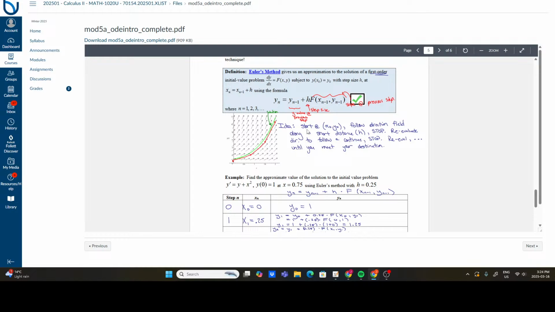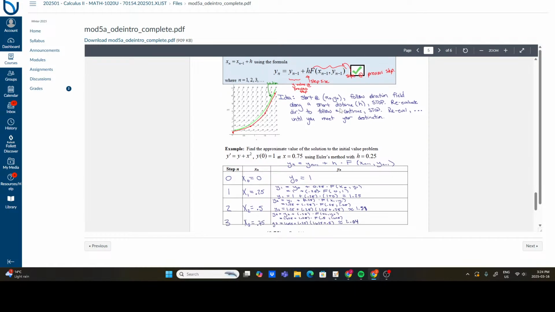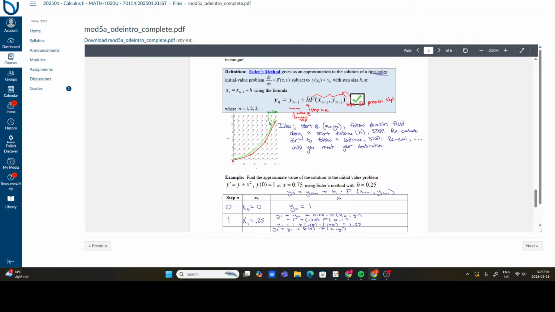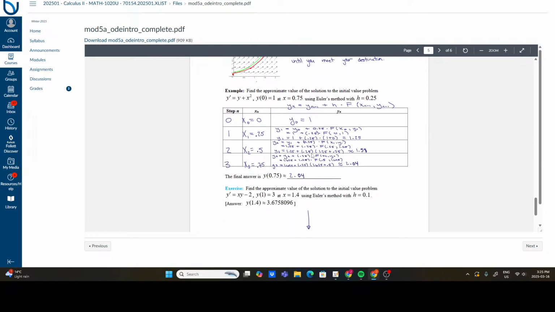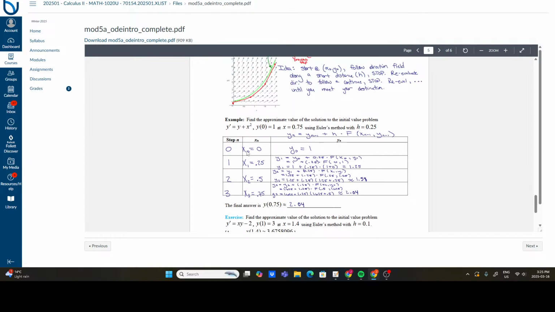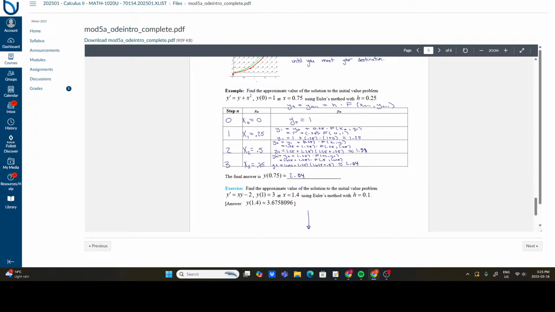So we have y_(n-1), which is the y value at the previous step, h is the step size, and f is the slope at the previous step. So the idea is: start at x naught, y naught, the two initial positions, follow the direction field along a short distance h. Stop, reevaluate the direction to follow, continue, stop, reevaluate until you meet your destination. Cool. So basically we want to stop at x equals 0.75.